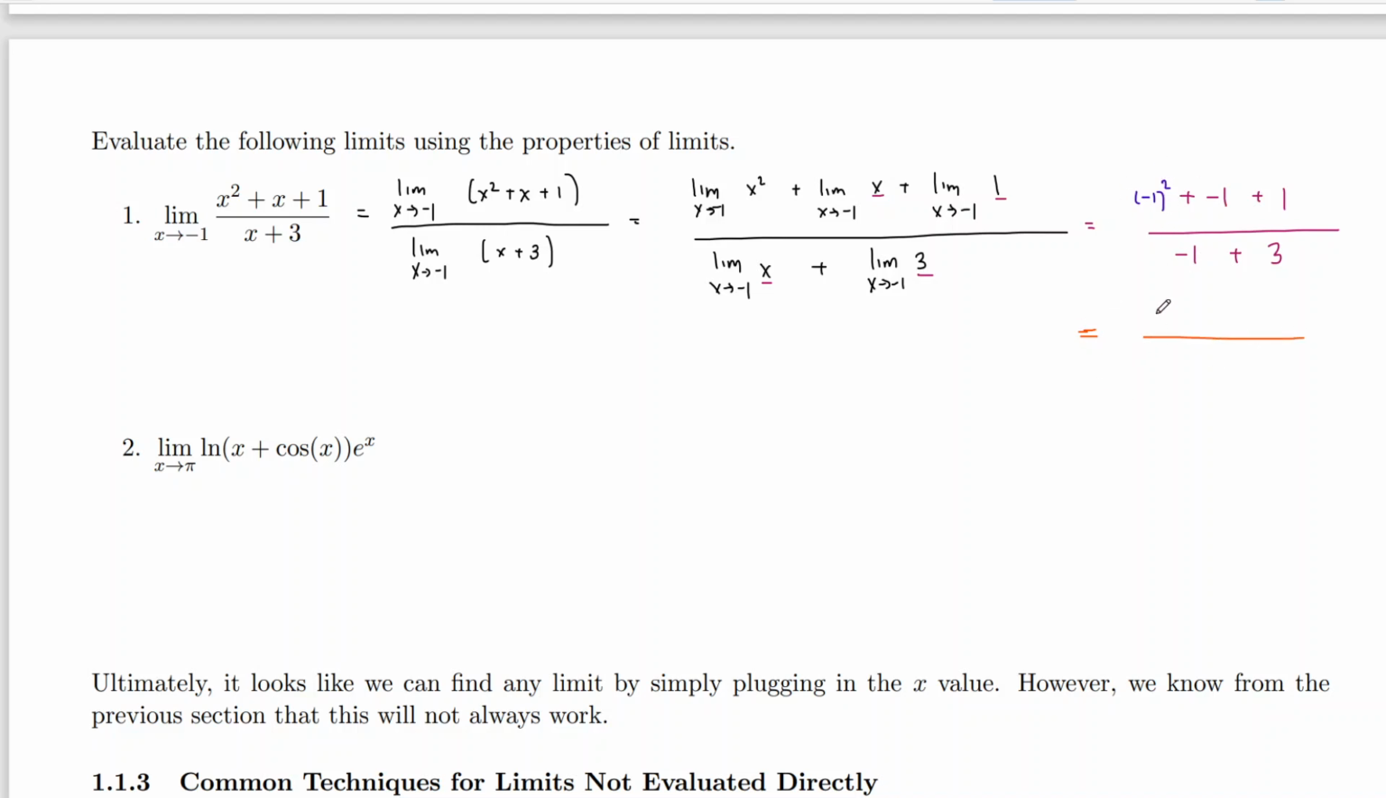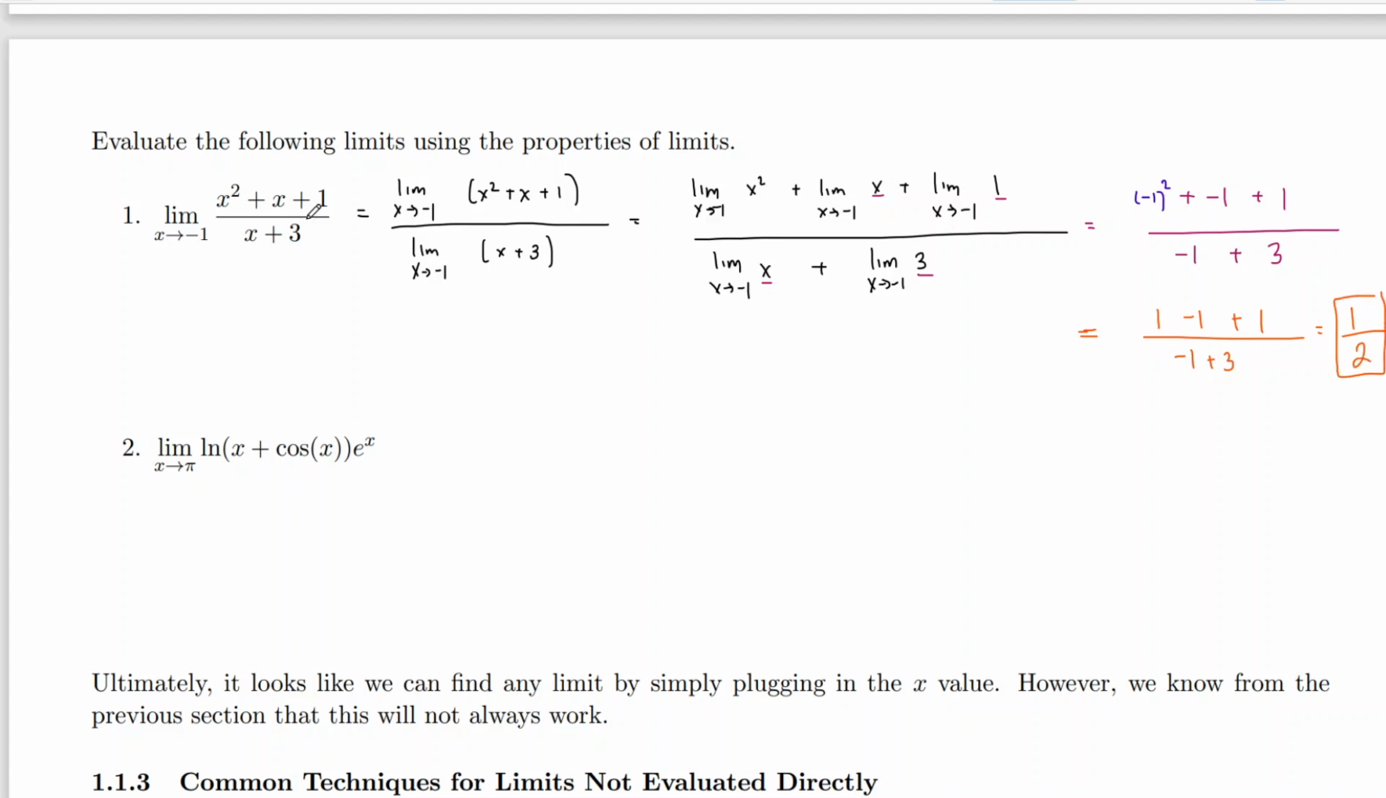So -1 squared is 1. Plus -1, that's -1, and then plus 1 over -1 plus 3. Now 1 minus 1 is 0, plus 1 is 1. -1 plus 3 is 2, and you get 1/2.